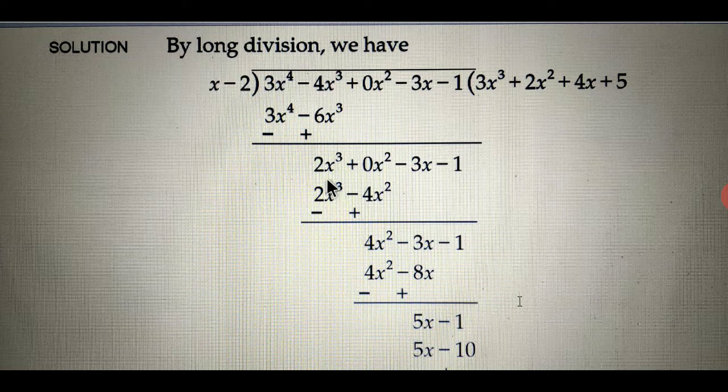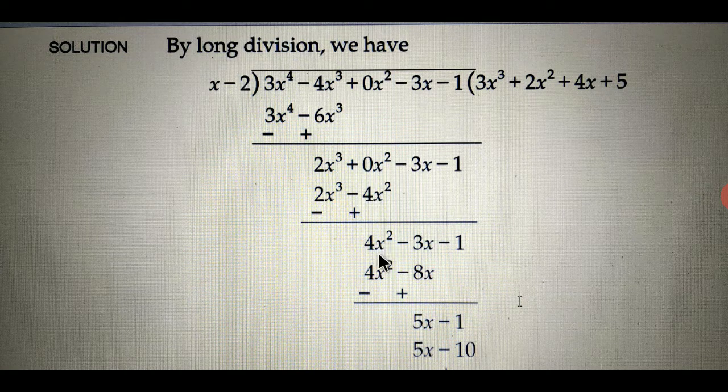Again for the next part, the first term is 2x cube and the first term of g(x) is x. So divide this 2x cube by the first term, you will get 2x square, that is the second term of the quotient. Now multiply this second term with the whole g(x) and you will get 2x cube minus 4x square. Simplify, you will get 4x square minus 3x minus 1.